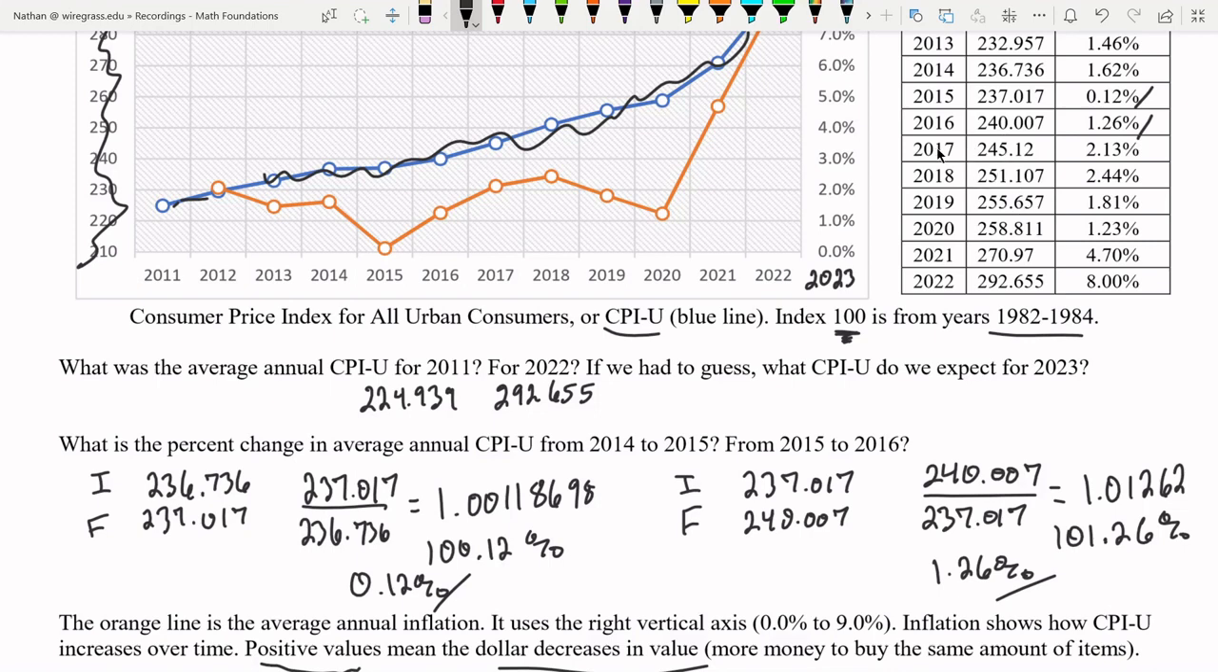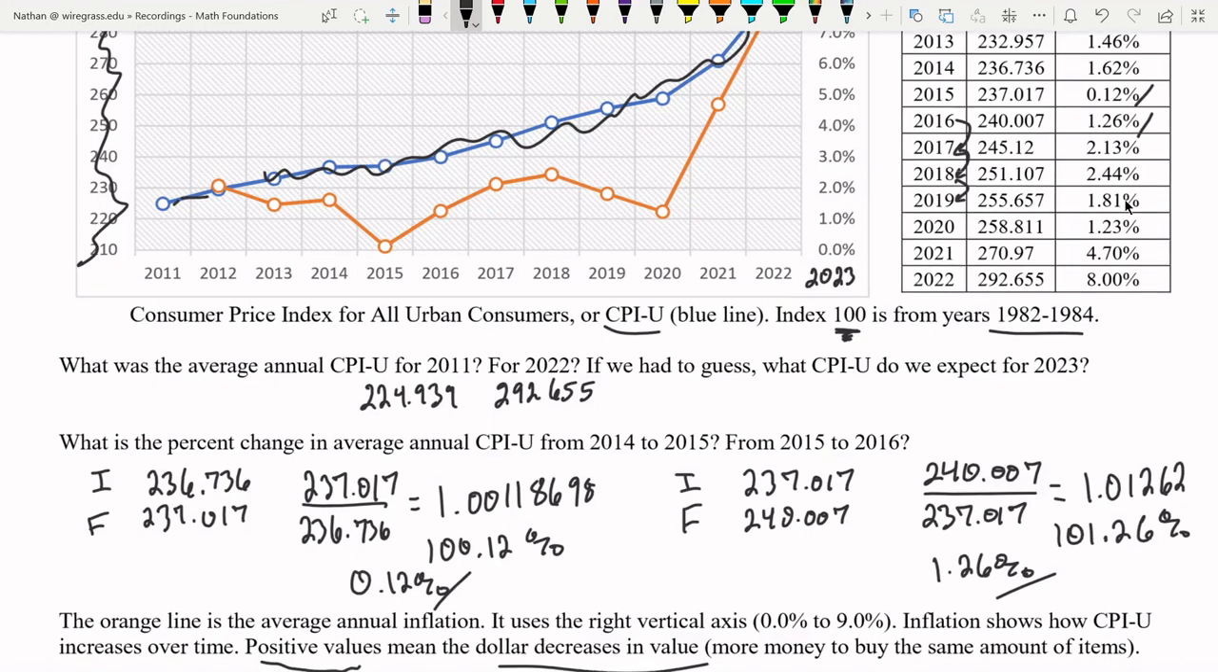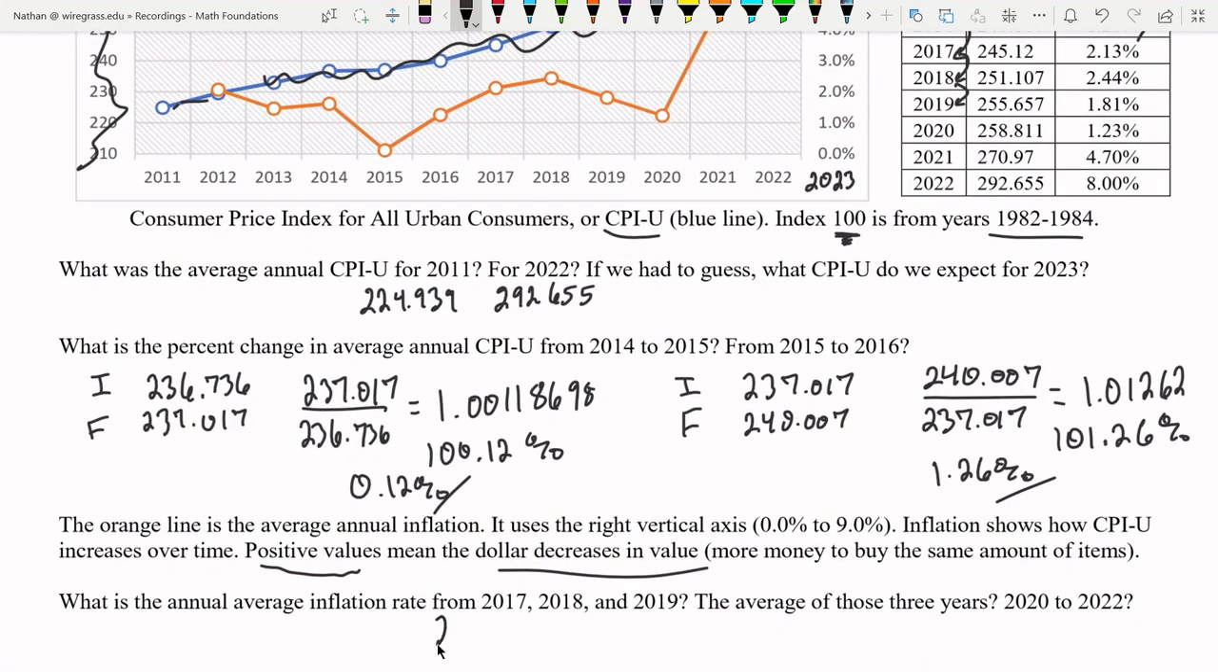We can also just calculate that, right? 2017 is going to be the percent change from here to here. And if you did this divided by this, you're going to get 2.13 over, or 102.13%. And then doing the same thing, 251.107 divided by 245.12. That's going to give you a percent change of 2.44%. And then, of course, this one here is going to give you a percent change of 1.81%. So inflation is always bigger than 1, meaning it's always an increasing consumer price index. So that's what we have here: 2.13%, 2.44%, and 1.81%.